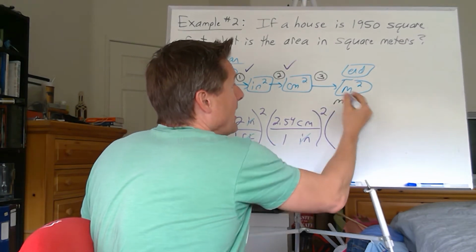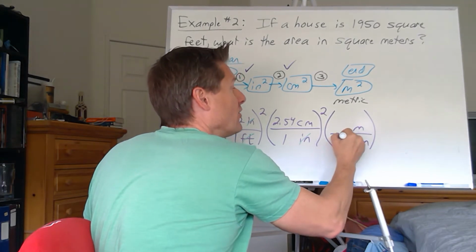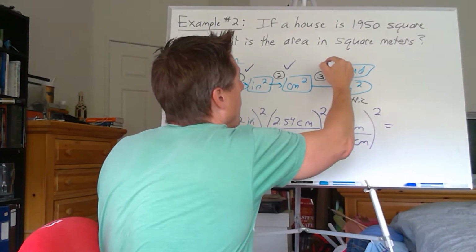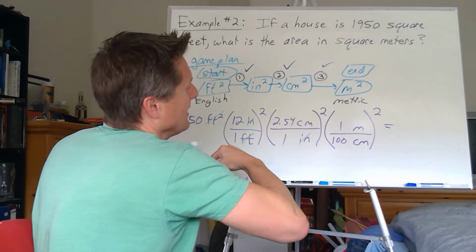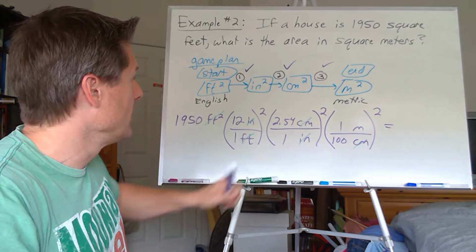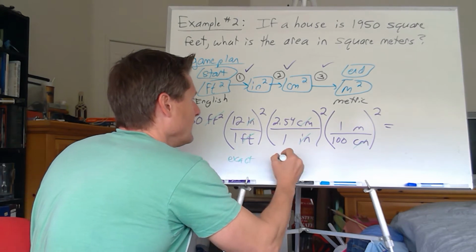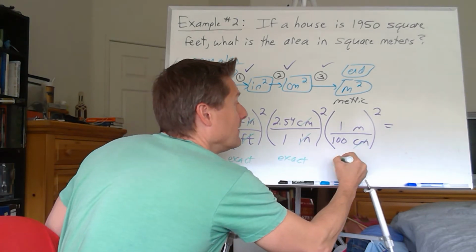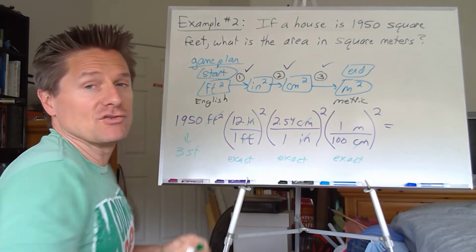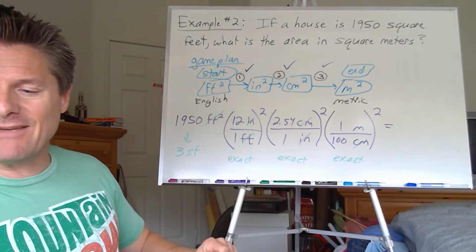Check. And then we want to go from centimeters to meters. There's 100 centimeters per meter, right? And we need to square it so that the centimeters squared cancels out, leaving me with meters squared. This is exact. This is exact. This is exact. That is 3 significant figures. A trailing 0 with no decimal point is not significant. So we get 3 significant digits.